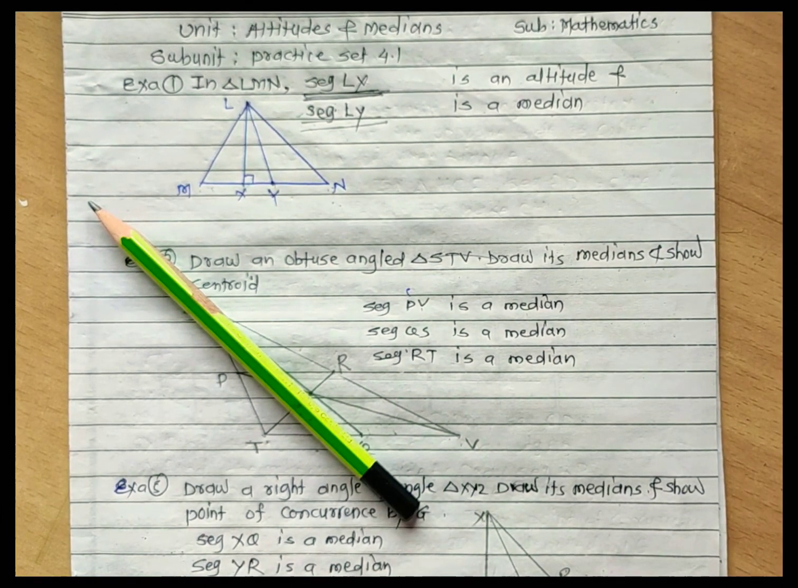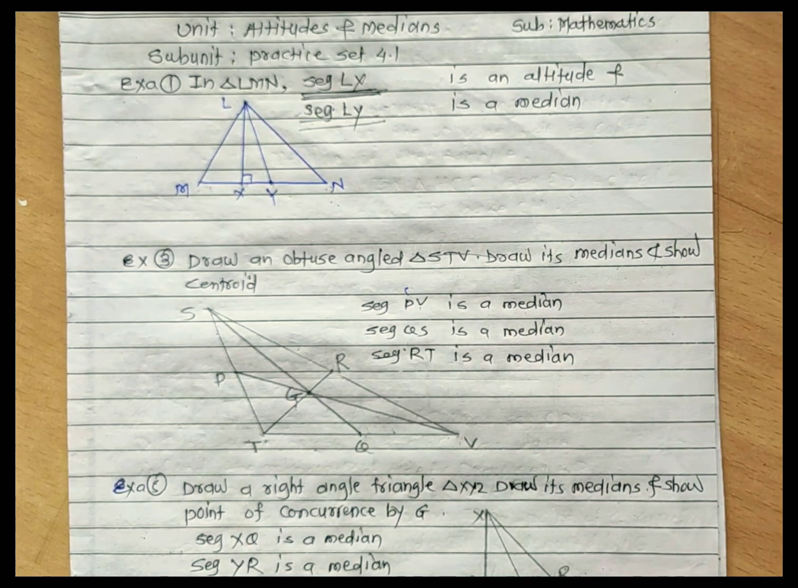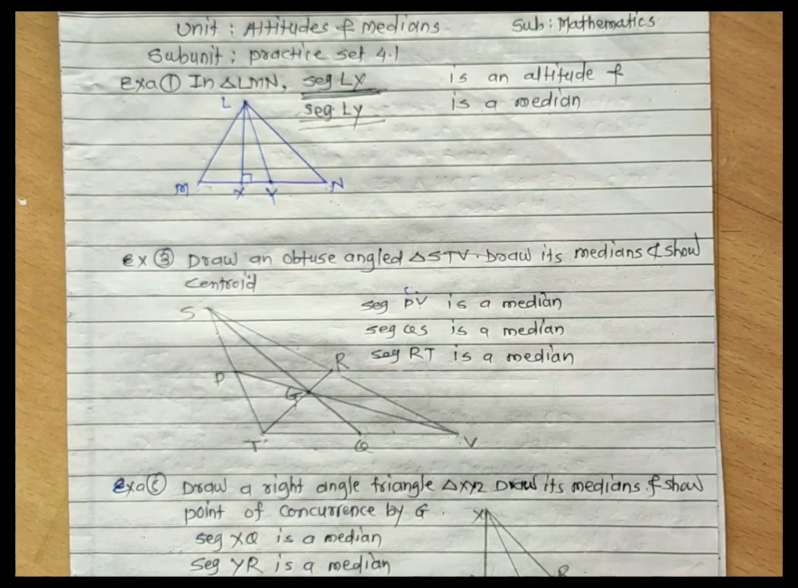Now second point: if the length of BG is given as 6, then the length of BQ we have to find. Length of GQ is half of BG. Means if BG is 6, GQ is 3. Total BQ we have to find: BG is 6 and GQ is 3, and 6 plus 3 is 9. So BQ is 9.